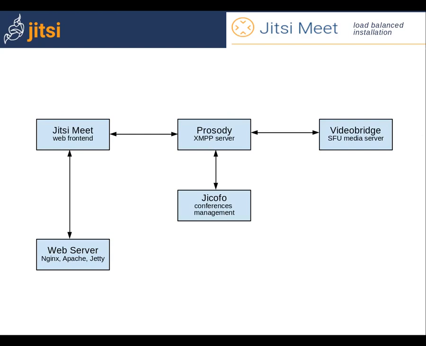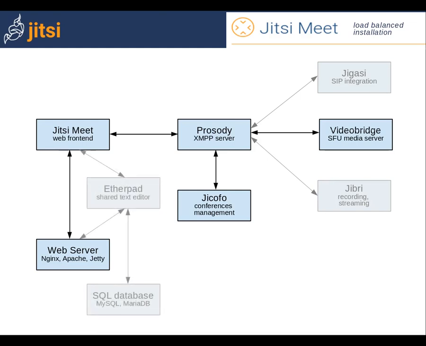Now let's see what the basic internal structure of a Jitsi Meet platform is. It consists of several major parts that you see in each installation, and also several optional, additional components that provide non-core functionalities, like SIP telephony integration, shared real-time text editor, conference recordings, and so on.